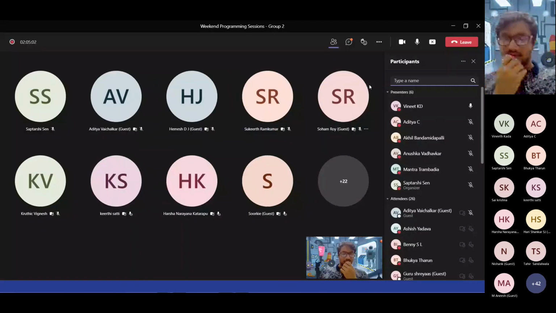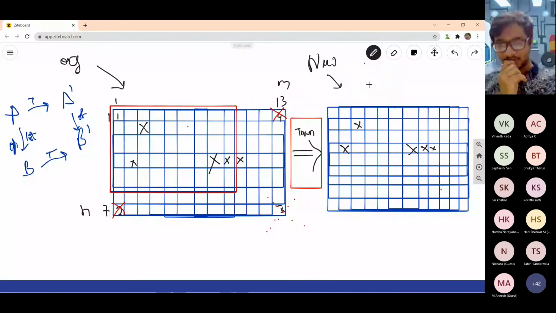Aditya, can you unmute? What do you think you can do? Maybe use this as an intermediary matrix and get something from here. I want to make a transformation such that only a few elements get changed.